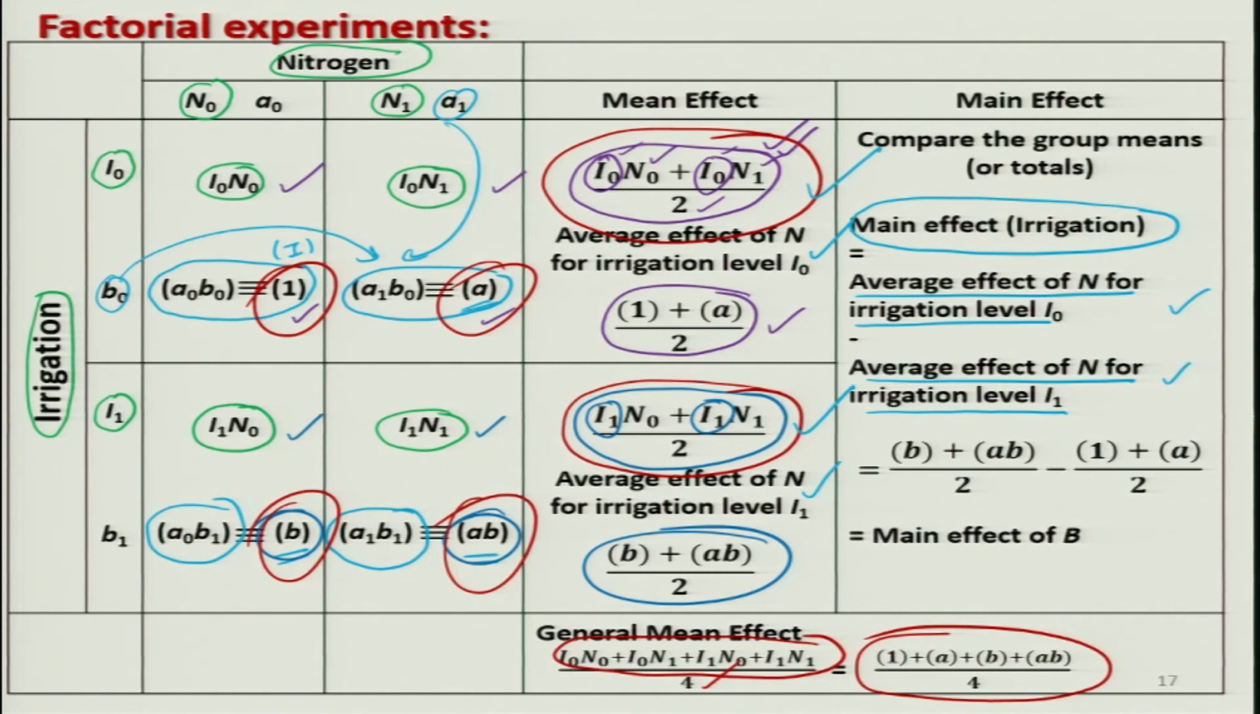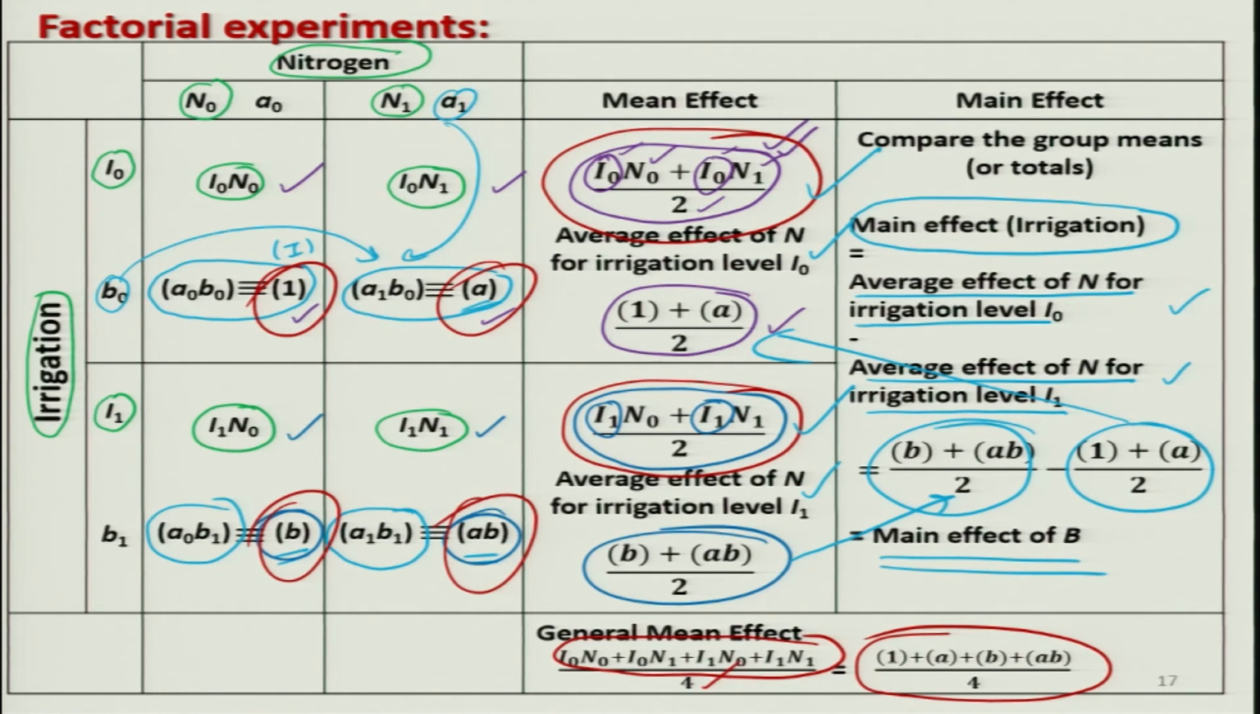And in case you try to write it down, either in terms of I0, I1, N0, N1, or you can directly use 1, A, B, AB. You can write down here B plus AB minus 1 plus A, divided by 2, like this. So, this is going to give you the main effect of B.